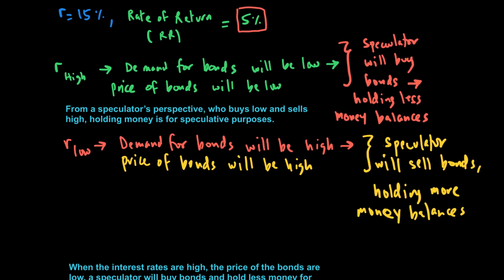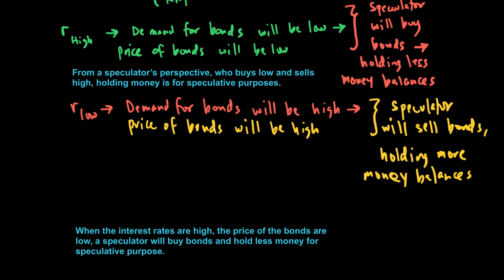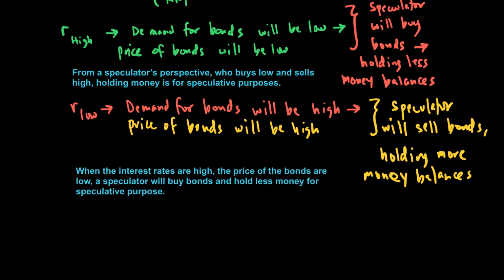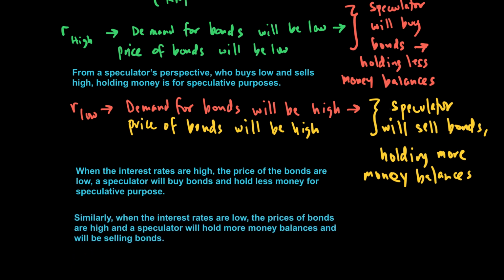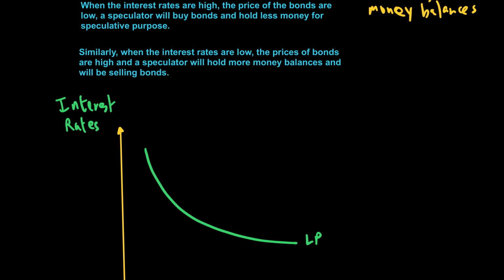So just to recap, when interest rates are high, the price of bonds is low, and a speculator will be buying bonds and holding less money balances. Similarly, when interest rates are low, the price of bonds is high, and the speculator will be selling bonds. This can be seen through a diagram as well. So let's see the diagram now.